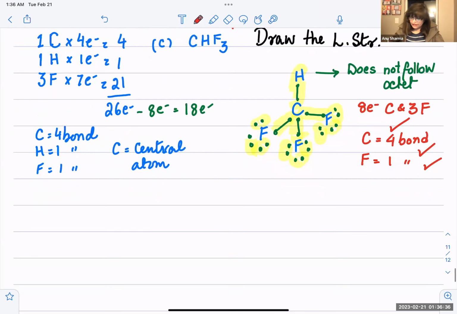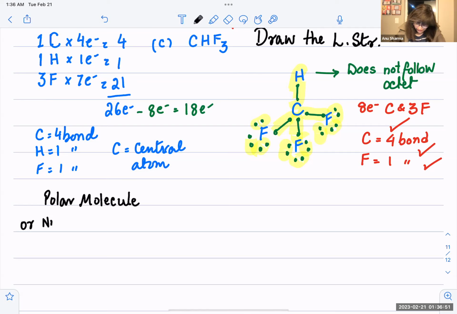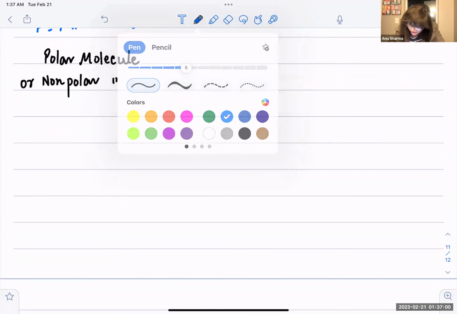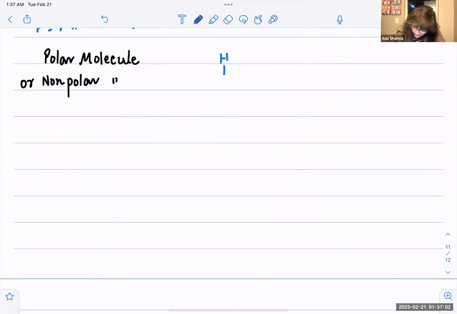Now, the only thing is they're asking us the overall polarity in this molecule. Is this molecule polar or non-polar? So when we say polar and non-polar, what do we see now? We are going to look at the individual bonds. So let's look at this. So hydrogen, leave that on top. Carbon, let's just bring this here. Fluorine.